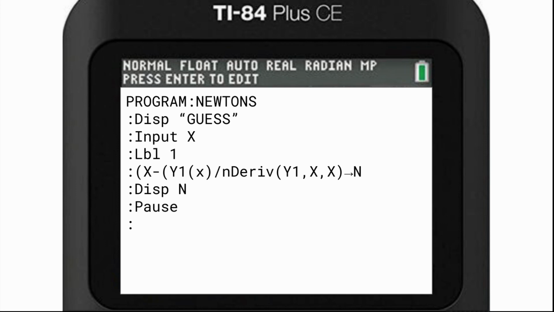Then you're going to put in the absolute value of n minus t, which can be found under math. And then you're going to store that whole value as t and enter. Next, you'll have n storing as x, enter.